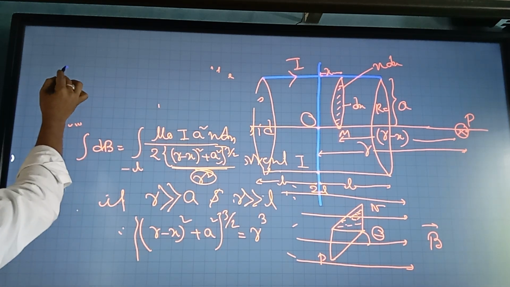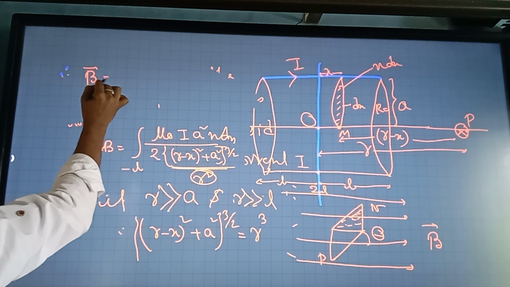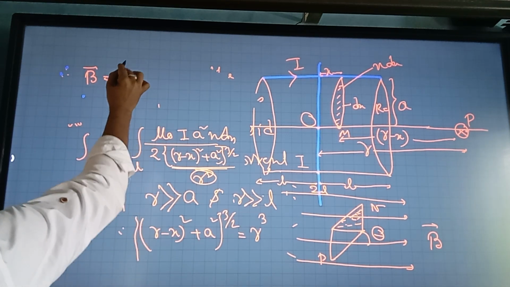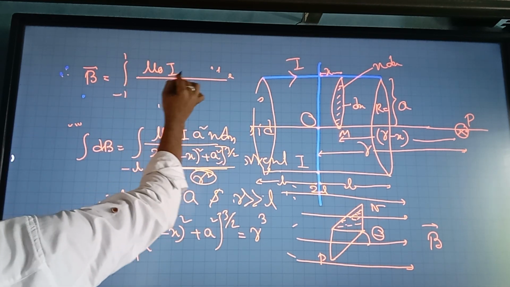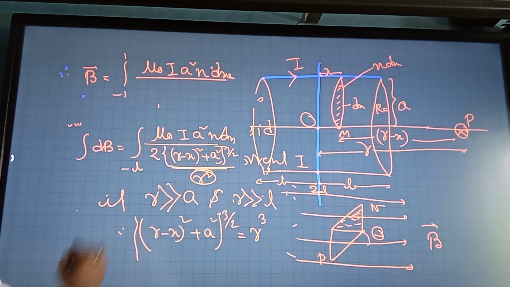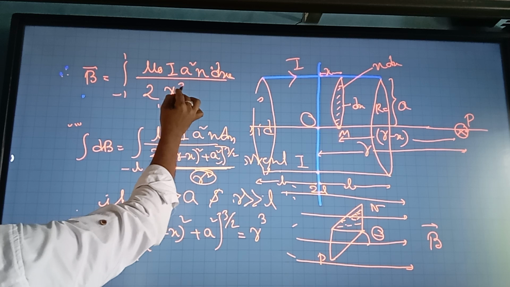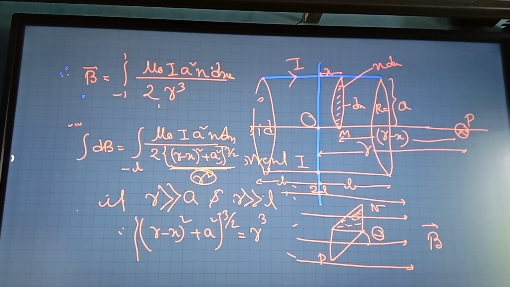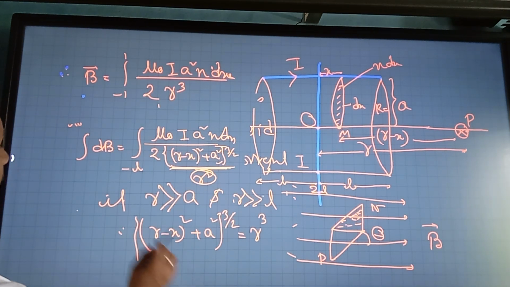Therefore, the magnetic field B becomes what? This integration minus L to plus L, remaining mu naught I A square N dx by 2 into the value becomes R cube. After integrating, we obtain this part. Here the limit varies from minus L to plus L.